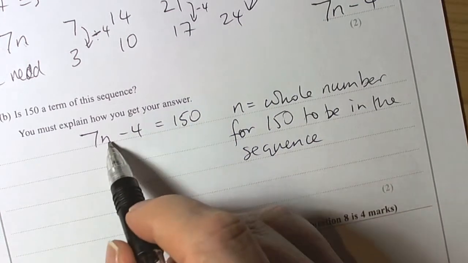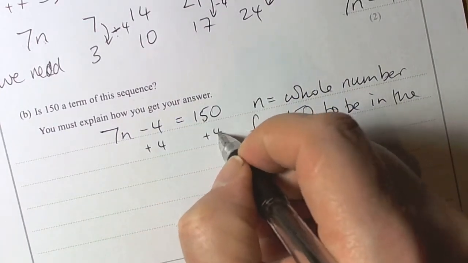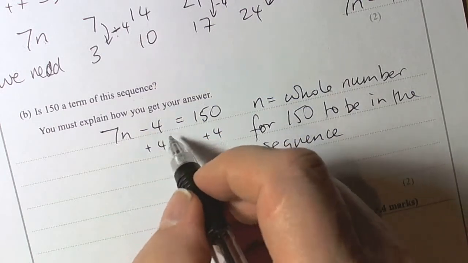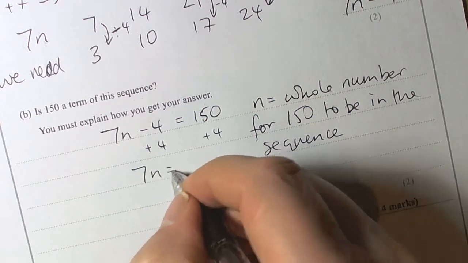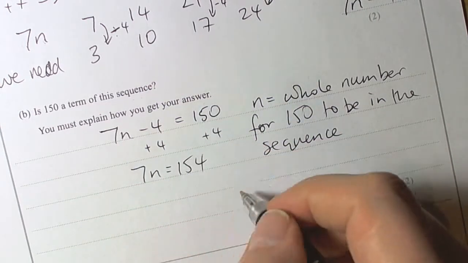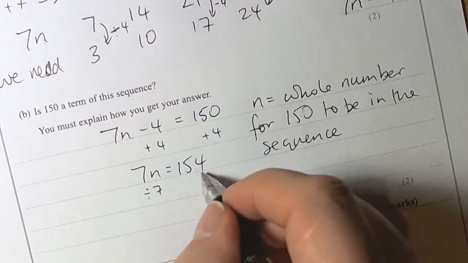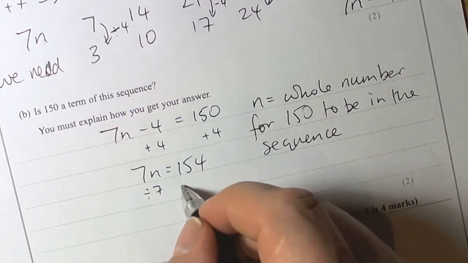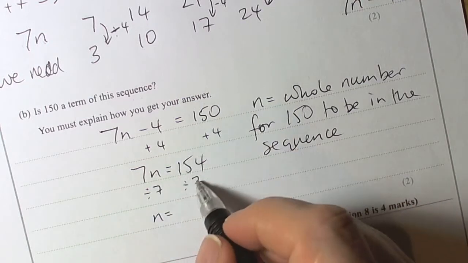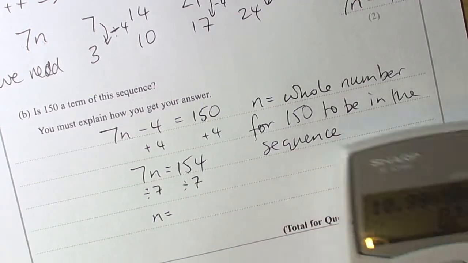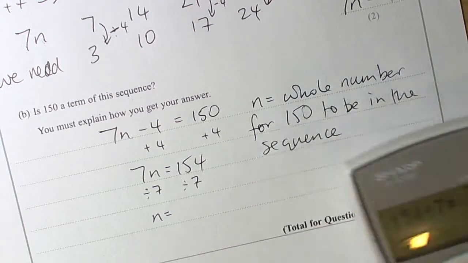Well, we can see here that we've got an equation, so we solve that in the classic way. So move everything away from n by doing the opposite operation. So instead of taking away 4, we add 4 to both sides. So 7n is going to be worth 154. I want to know what n is, so I divide by 7, because 7 times n, divide by 7, is the opposite of times. So n is equal to 154 divided by 7. I've got our calculator, but I should be able to do it without. 154 divided by 7 is 22.